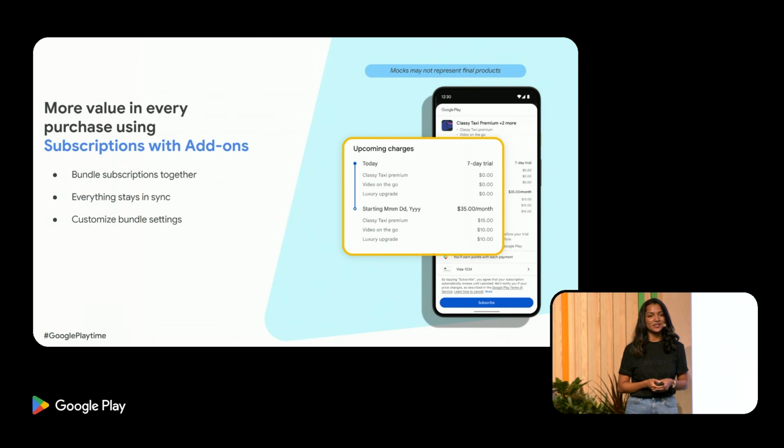From a user perspective, it's very seamless. All they have to do is select what they want to add to the bundle, and all of the payment schedules, including offers and everything, is aligned, and they will be charged on one single billing date. So they don't have to manage all of the different subscriptions separately. For the developer, it is also easy. All you have to do is set up these subscriptions within your Google Play console, and a user can access them in the bundle context.